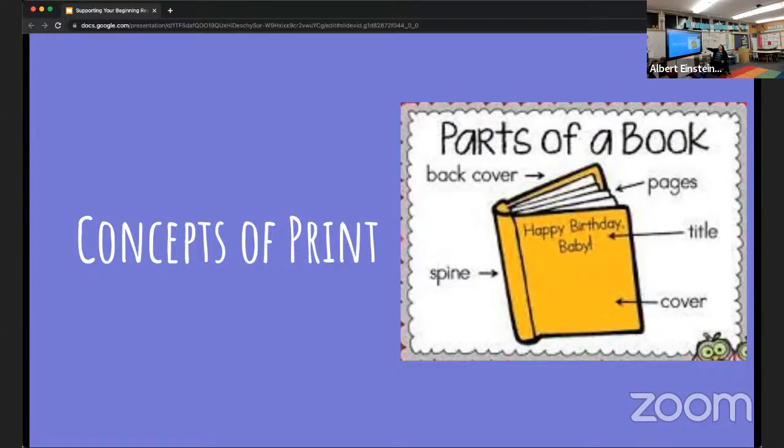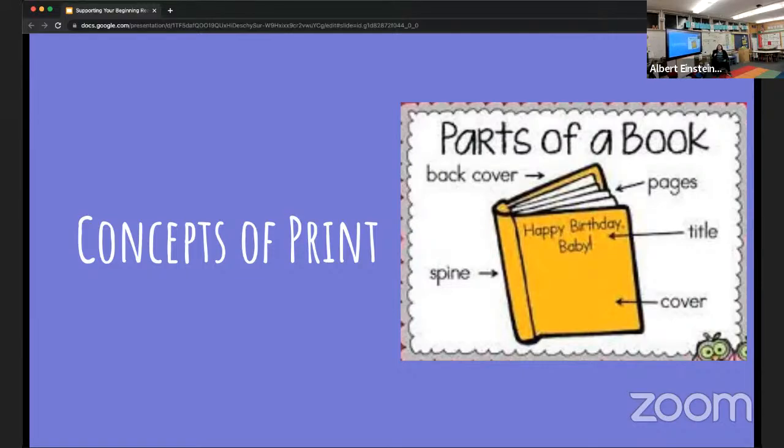So basically you can see there's a book here, and they need to know which way you hold the book, that there's a front cover, there's a back cover, there are pages in the book that we turn, and that the text goes from left to right, and we start at the top of the page and read down. So before kids really know books, they might not know these things. So when they're really young, or if they haven't learned that yet, you spend time when you're reading with them talking about, oh, this is a book. These are pictures. These are words.